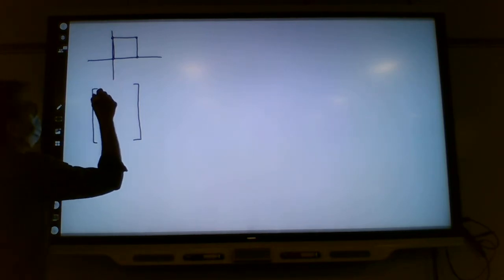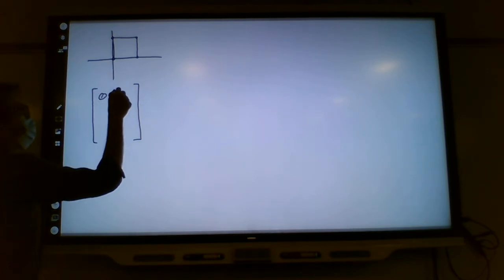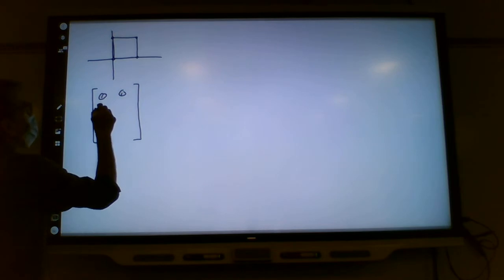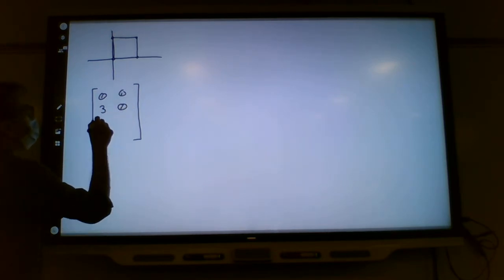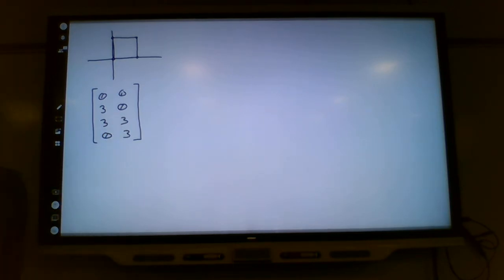So what happened? We've been starting with that point, so we have 0, 0, and then we've been working around in an anti-clockwise way. So if the square that we've been looking at was 3 units wide, and so that was our square.